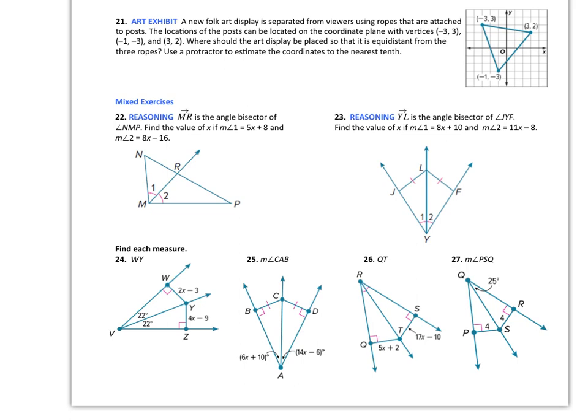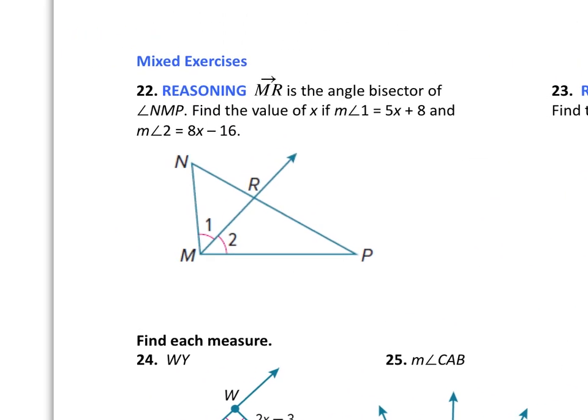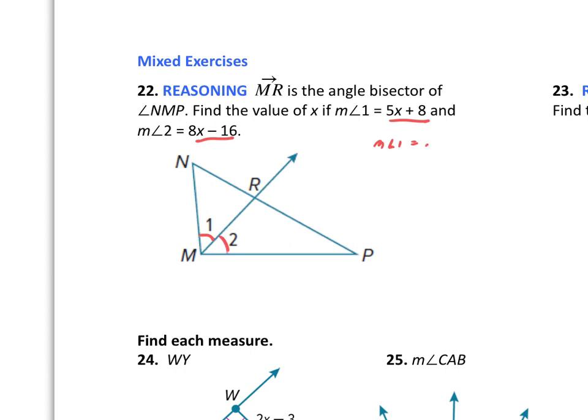And let's see, reasoning quickly, number 22. MR is the angle bisector of NMP. Okay, so that's what they're telling us right here. They're saying, hey, this angle is equal to this angle. Find the value of X if angle 1 is this and angle 2 is that. There you go. If they're telling you those two angles are equal, then we would just turn around and make this equal to that. The measurement of angle 1 is equal to the measurement of angle 2. So there you go. Don't get too hung up on it. I think you'll all be very successful.